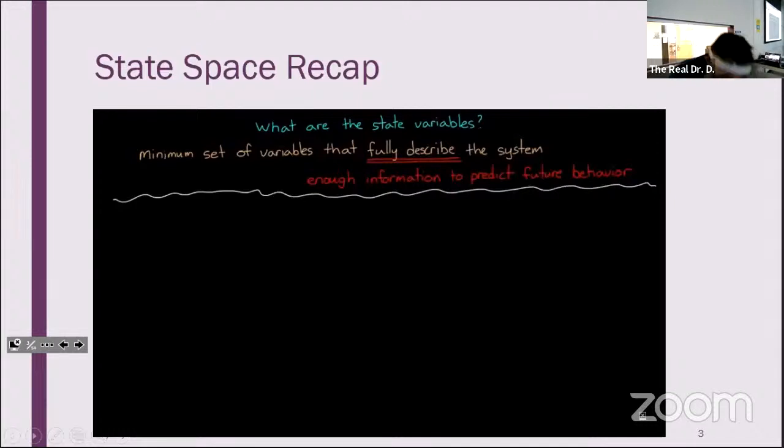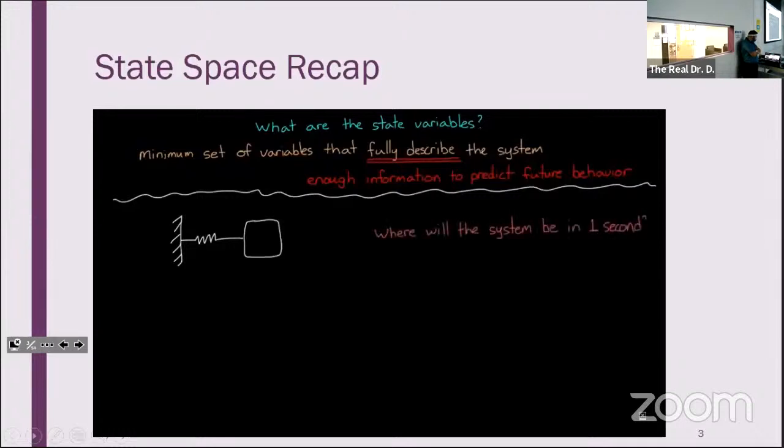This will make more sense if we go back to the spring mass system and suss out what the state variables are by starting with no information about the system. If I draw the spring and mass like this and asked you to predict where the system will be in 1 second, what information would you need? Well, you'd want to know the system constants, like the spring constant and mass, and we'd want to know what the external force is that's acting on the mass, so the inputs.